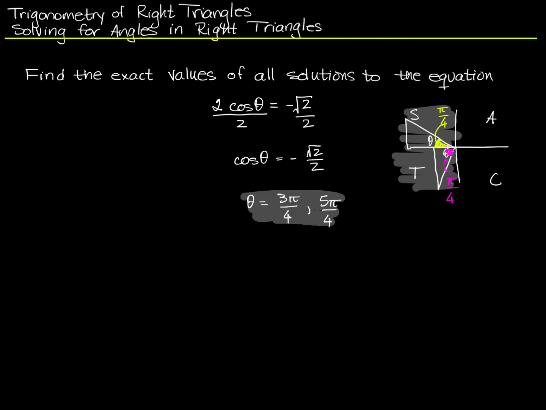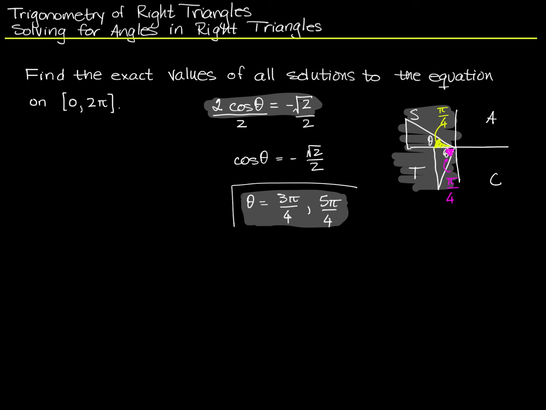So there are two places between 0 and 2 pi where there are solutions to the equation 2 cosine of theta equals negative the square root of 2. If I ask you, or if you are asked, to find all of the solutions to the equation on the interval 0 to 2 pi, then we've satisfied that question with this answer.